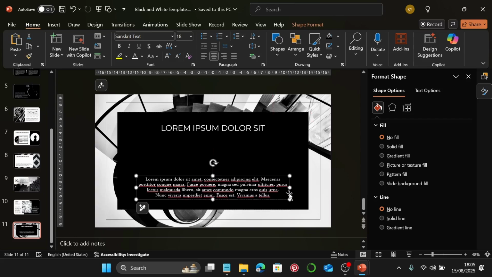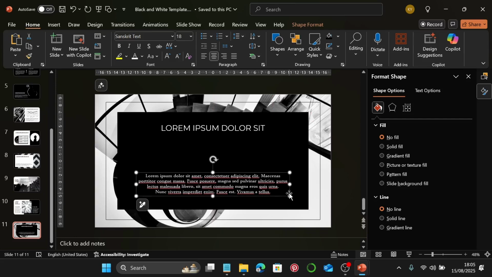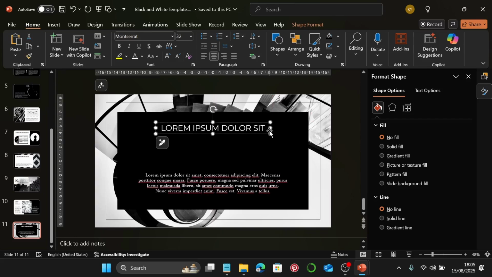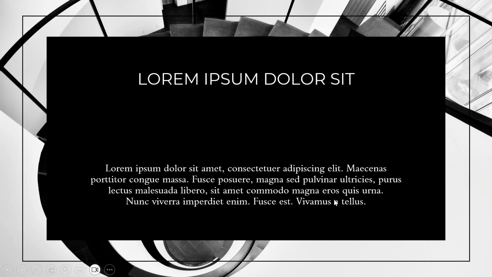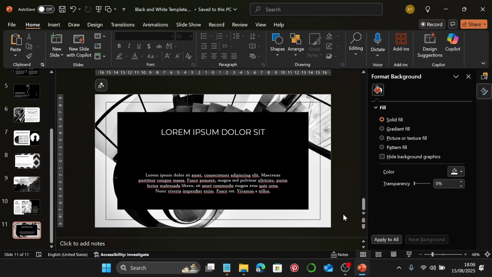And I'm going to bring this down. You know what, I'm going to move this up a bit, and I'm going to bring this down so that you also have the same spacing from the top. And that's it. Let's see it in the slideshow view. Yeah, and we're done with this slide. Let's go on to the next slide.